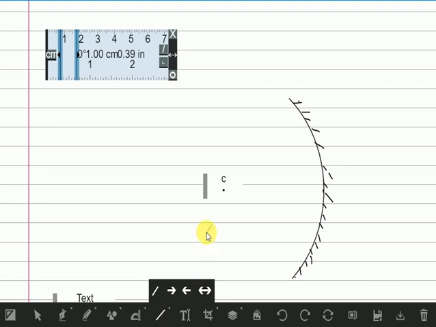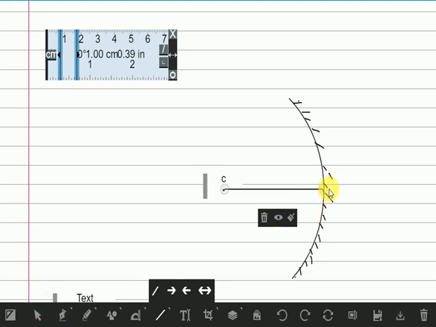So the first term is center of curvature. Let me draw a radius. The center of the sphere of which the spherical mirror is a part is called the center of curvature of the spherical mirror.